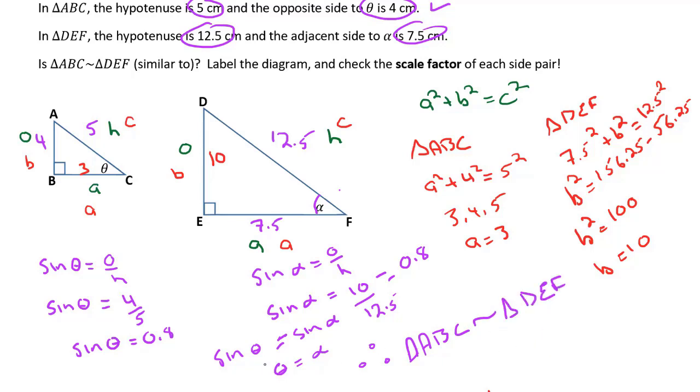Now there's a number of other ways that we could figure this out. We could have looked at the corresponding sides and determined what the scale factors were for each one of them. And if all the scale factors were the same, then these two triangles would have been similar as well. But since we're doing the trigonometry unit, we might as well use trig ratios to solve it.